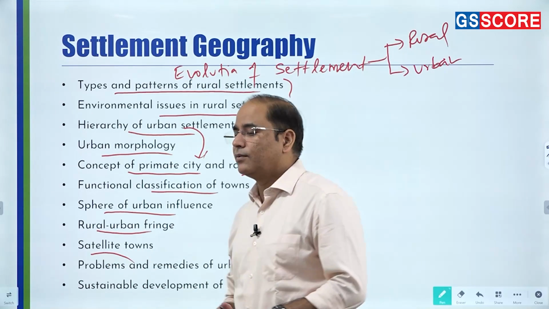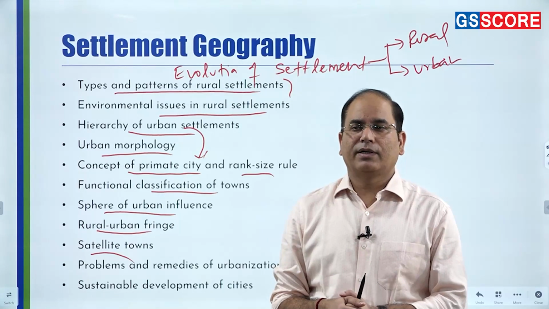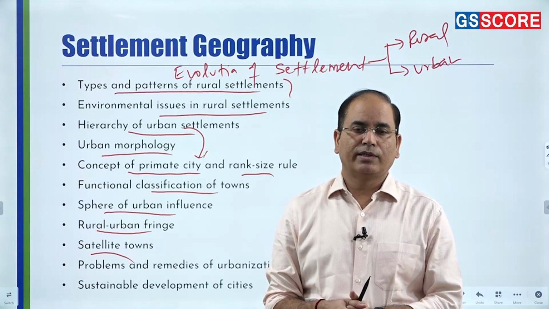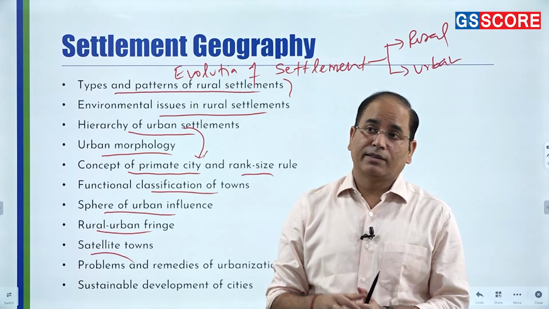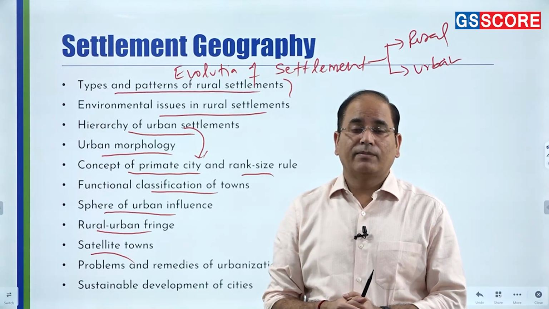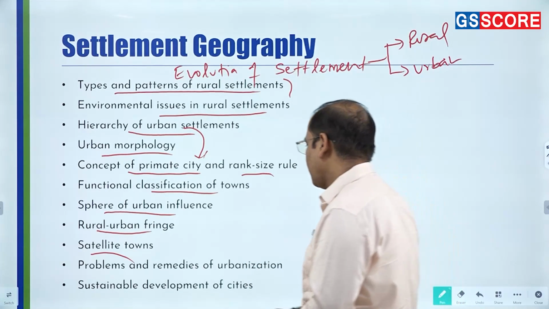Then we have the concept of satellite town, to decongest the bigger cities. It was thought that some nearby towns would be developed, like in India, mainly around Delhi, Gurugram and Noida have been developed as satellite towns. There are different satellite towns prevalent in our country.